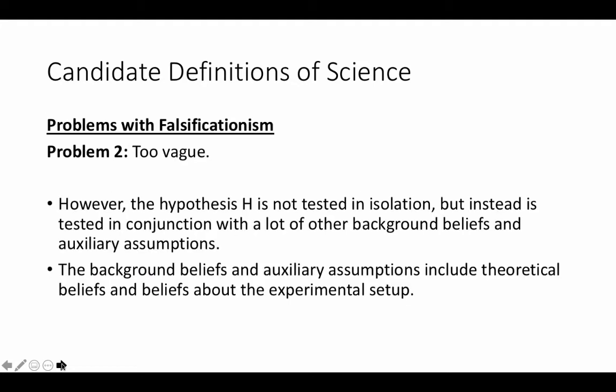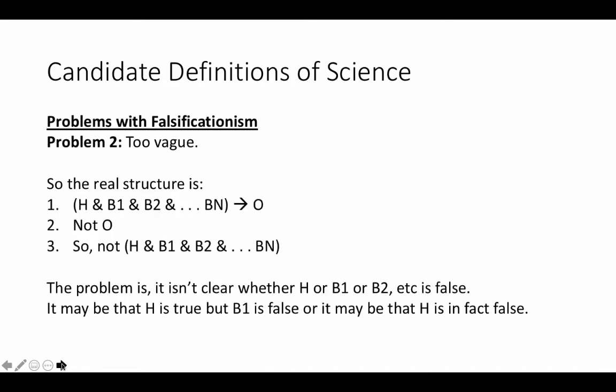But the problem is, hypotheses are never tested in isolation, or maybe rarely tested in isolation. Instead, hypotheses are tested in conjunction with a whole lot of other background beliefs and auxiliary assumptions. And these background beliefs and auxiliary assumptions include various theoretical beliefs and beliefs about the experimental setup. So here's the real structure when you're testing a hypothesis. It's the hypothesis, and you're predicting that the hypothesis and a whole bunch of other beliefs being true will give you this observation.